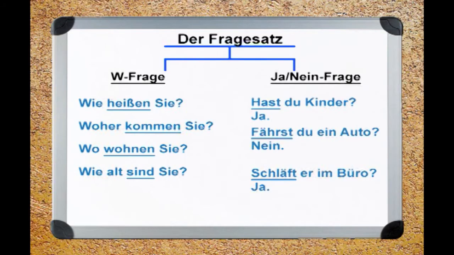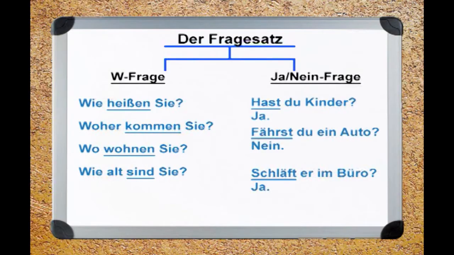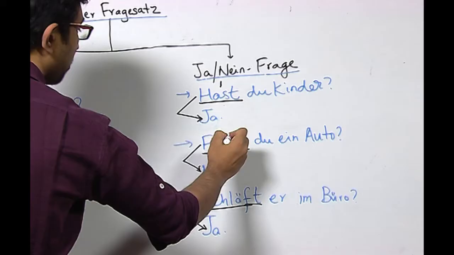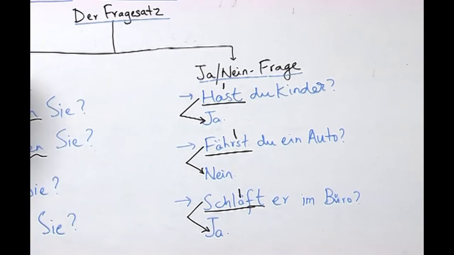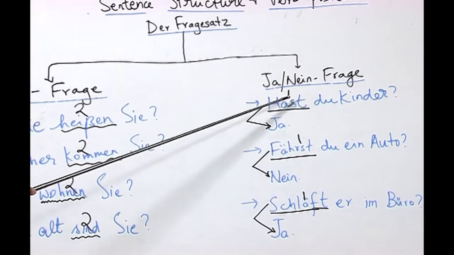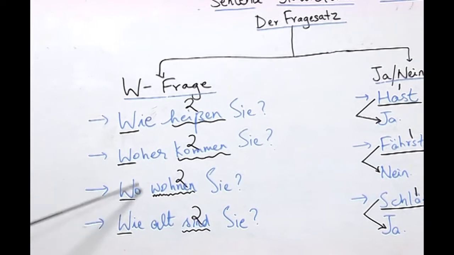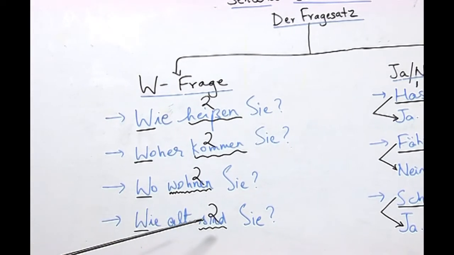So, if you can derive the rule, we can say that for all the W questions, the position of the verb is always two, and for all the yes or no questions or ja nein Frage, the position of the verb is always first. So, remember that the position of the verb is first only in a ja nein Frage or in a yes or no question, and the position of the verb is always second in the W question as well as in the sentences.